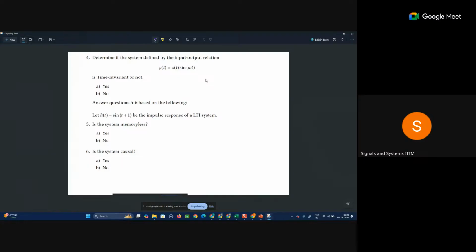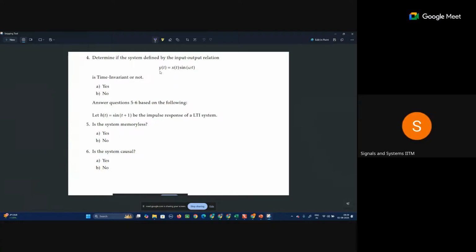Can we say that whenever there is scaling, it will be time variant? If the coefficient is constant, it is time invariant. When we substitute t by t minus t0, y of t minus t0 will be different.